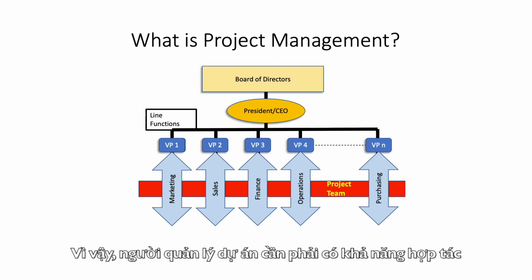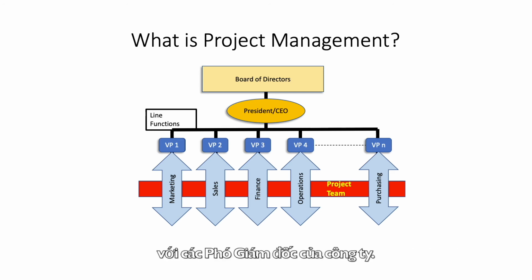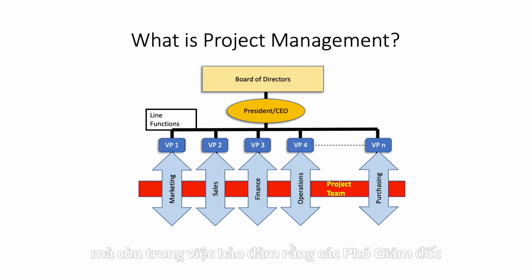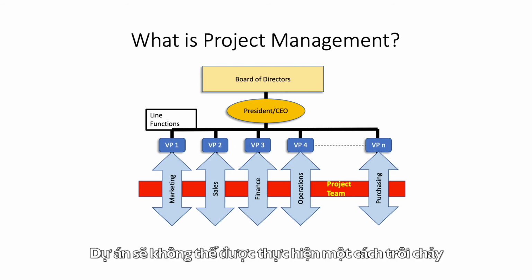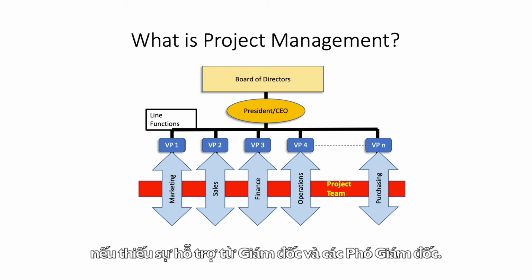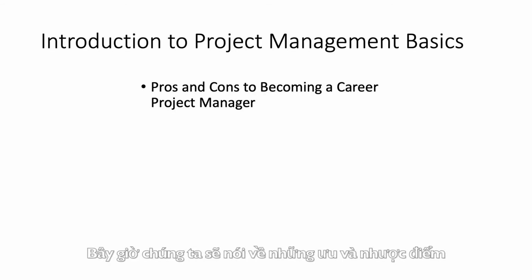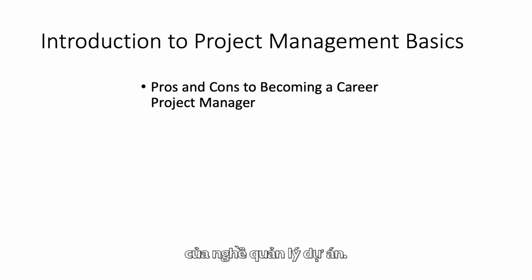So the project manager needs to be able to work really well with the senior executives of the company, not only in reporting to the president, but also in making sure that the vice presidents are aware of how things are developing on the project, and also making sure that the vice presidents continue to provide support. Otherwise, the project will not be able to execute well without this political support from the president and all the various vice presidents. Now we'll talk about the pros and cons of becoming a career project manager.